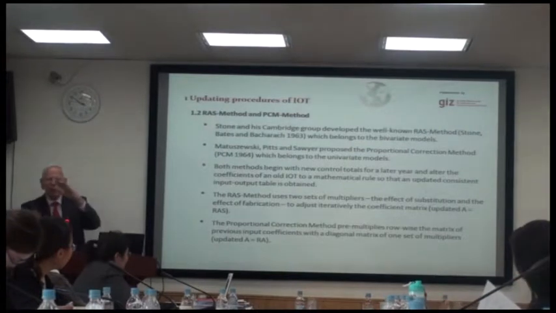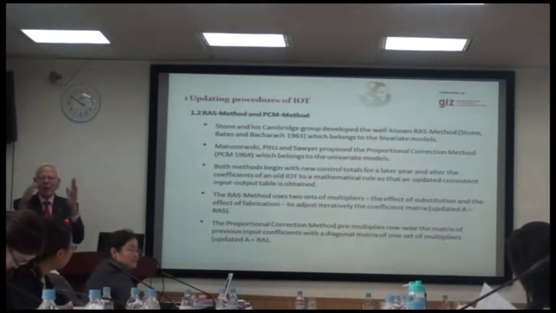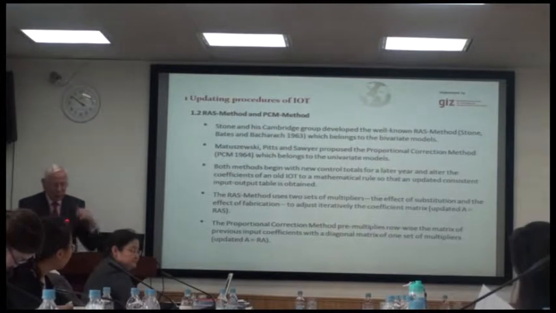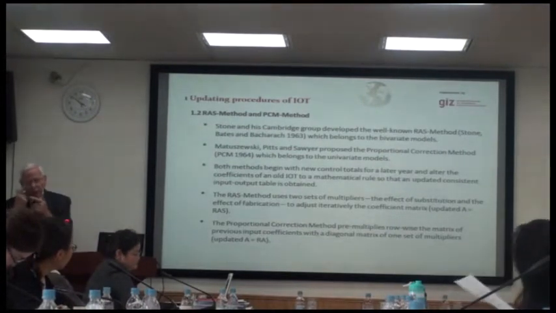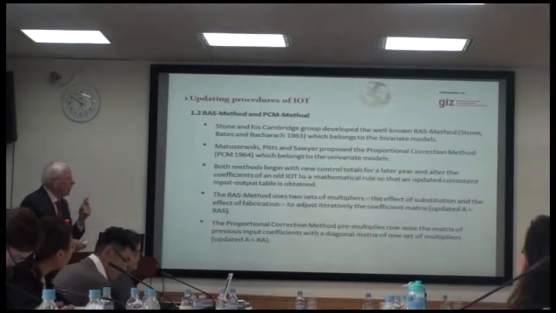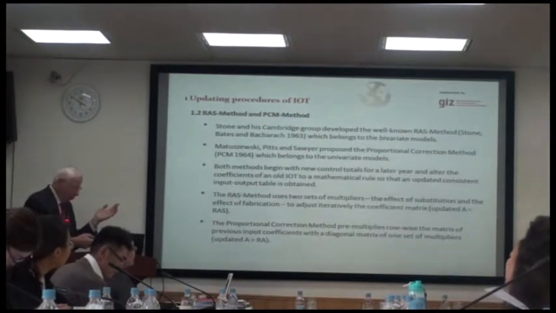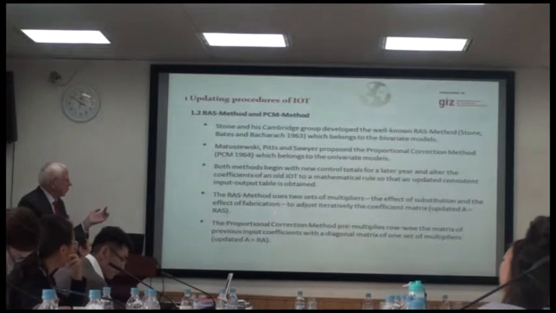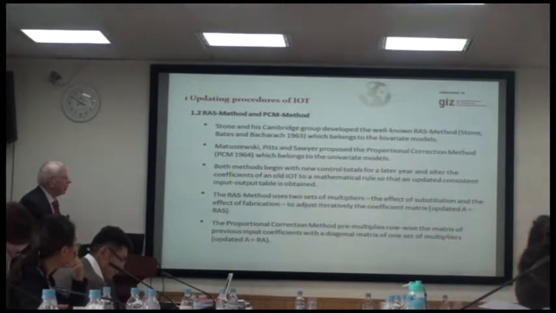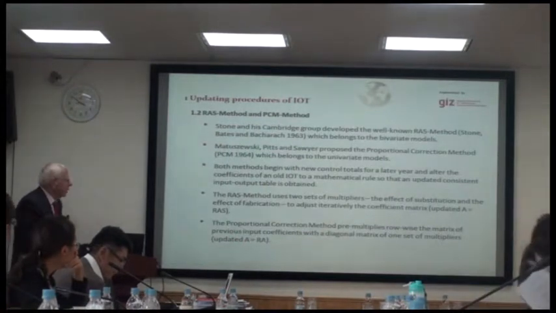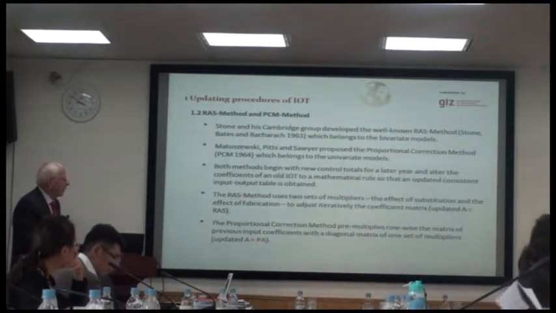So you make an iterative procedure, and step by step the differences between your estimated total and the already given control total will be reduced until they are more or less fully agreed. The proportional correction method pre-multiplies row-wise the matrix of previous input coefficients with a diagonal matrix of only one set of multipliers. Here's the updated A by only a pre-multiplication of R.